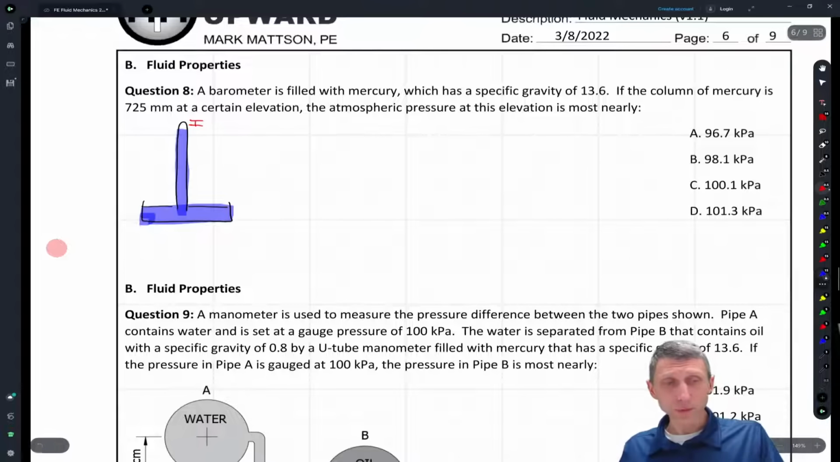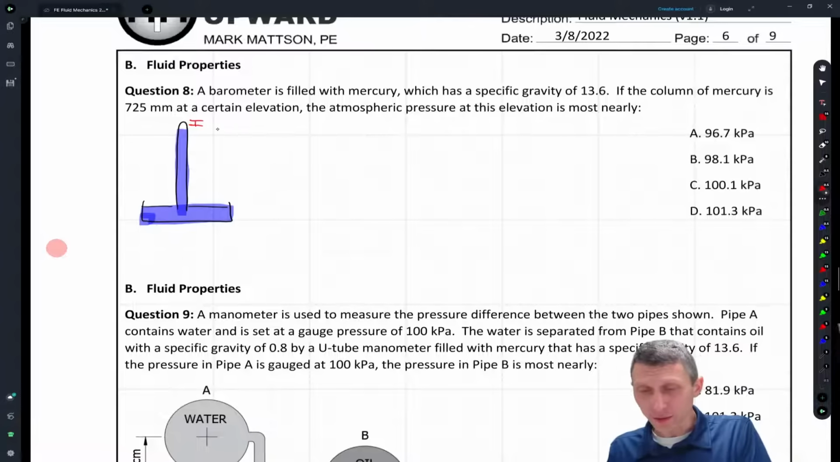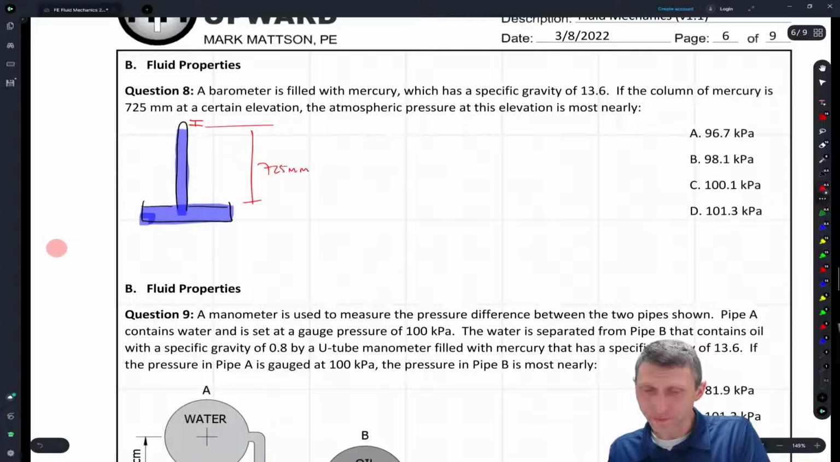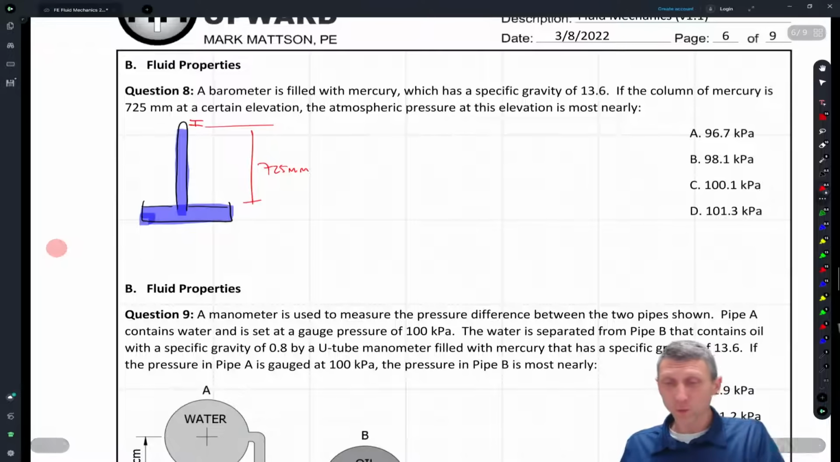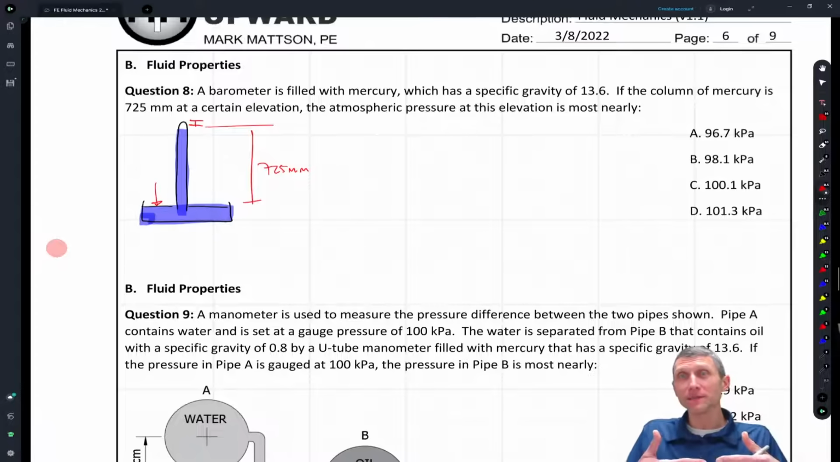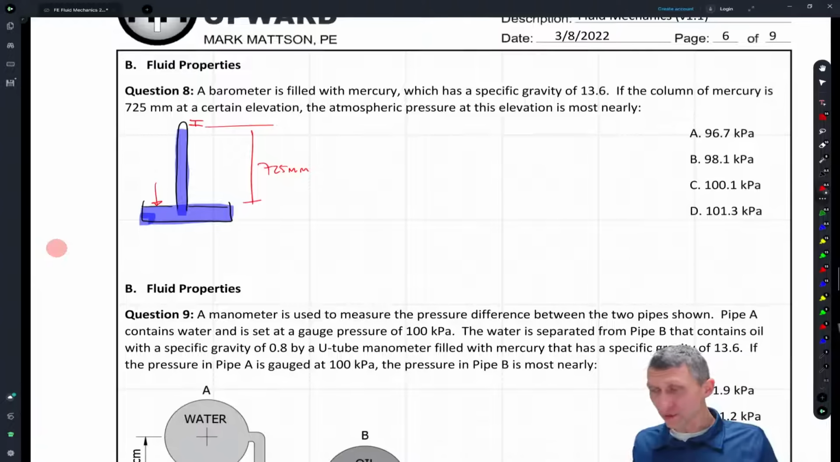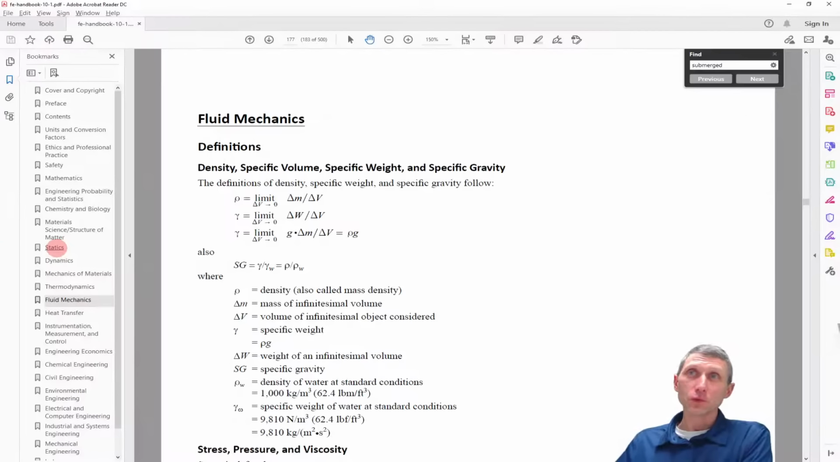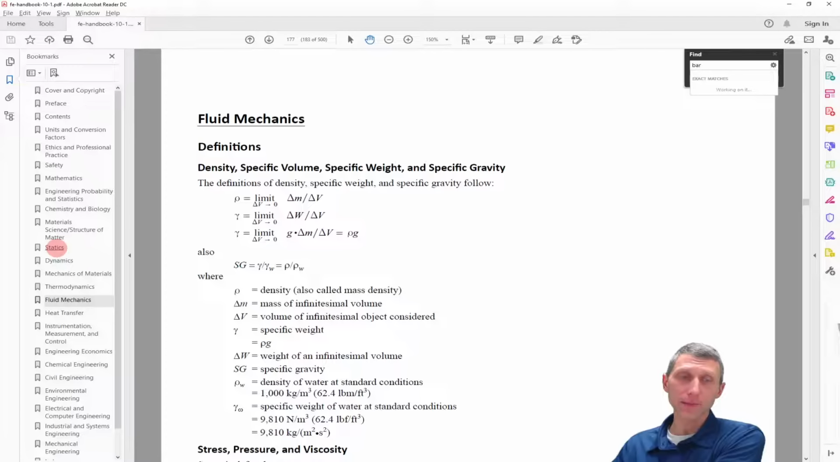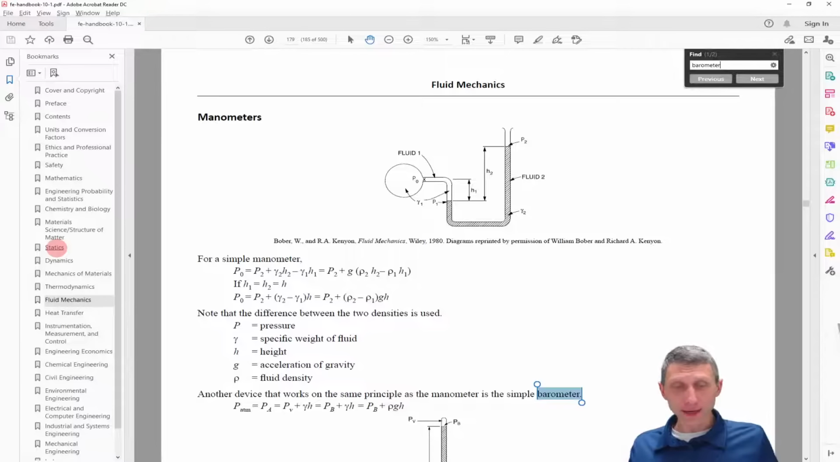and that's why mercury was often used until people realized it was super toxic. But what we have here is a height in this mercury of 725 millimeters, right? And we're saying, what is the atmospheric pressure? So the atmospheric pressure basically made this thing have a height here. But this is where, again, if you look in the reference handbook, what do we see? I mean, we can actually look up barometer, right?